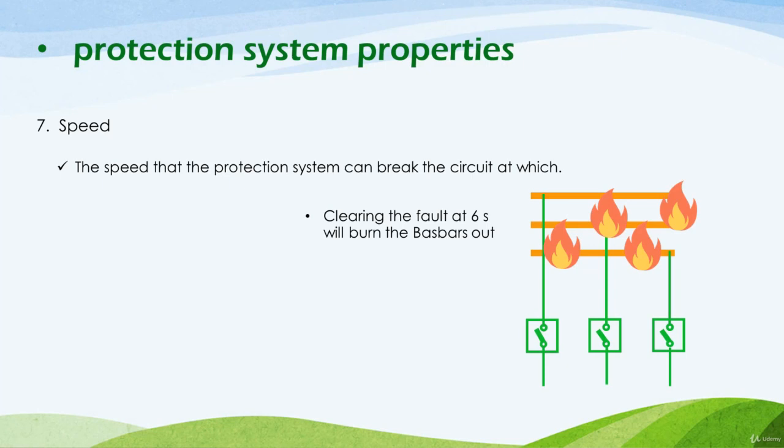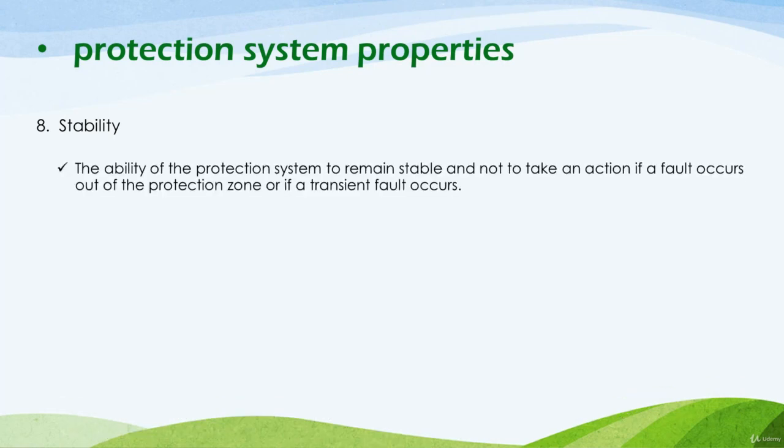Very good. Also, the eighth property of the protection system is the stability of the protection system, and the protection system stability is the ability of the protection system to take a suitable action if a fault current occurs in its zone. And this is because we need the protection system to take an action only when a fault current occurs through its zone, to have a stable protection system.